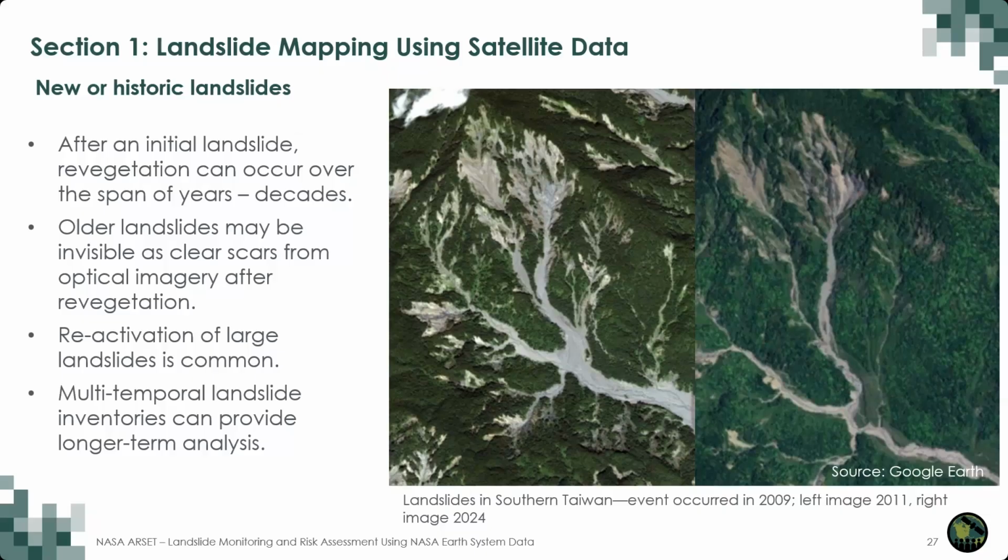These are the same location, but one image is taken in 2011 and one image is taken in 2024. And you can see that a significant part of that area, especially with the smaller landslides, has been revegetated significantly over time. And so these older landslides may be invisible as scars after revegetation. This is why it's important to flag the timing of the imagery and, critically, to get imagery, if possible, as close to the timing of the landslide event as possible to ensure that we capture the full extent of those areas.